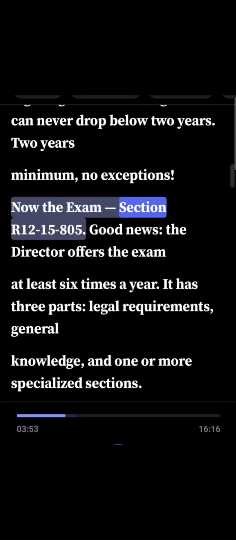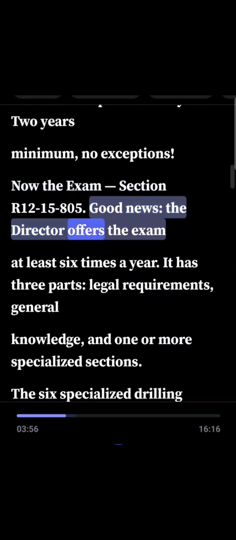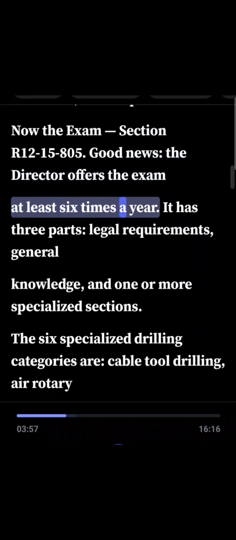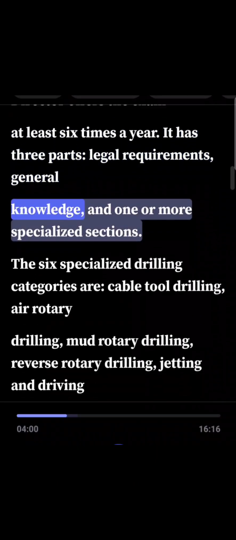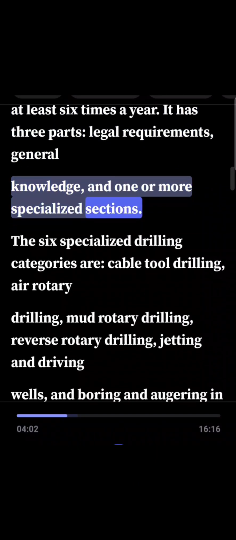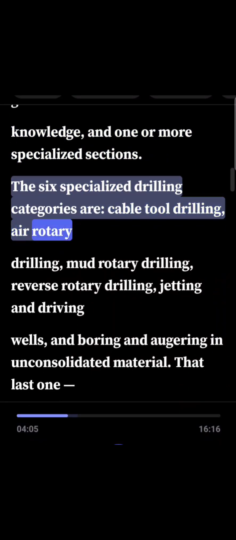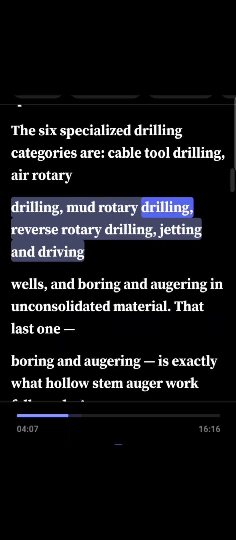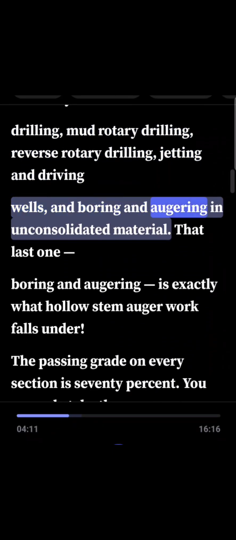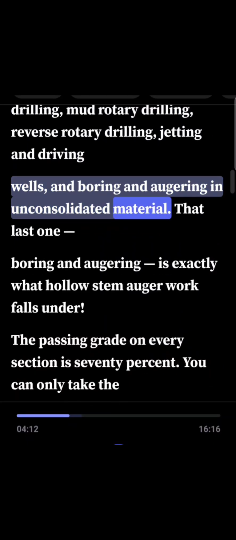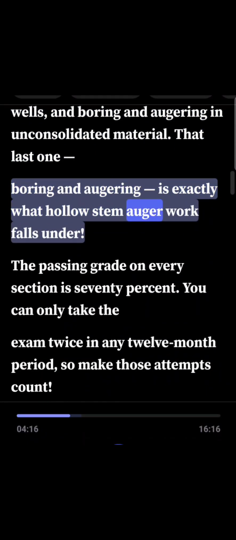Now the exam, Section R12-15-805. Good news, the director offers the exam at least 6 times a year. It has 3 parts: legal requirements, general knowledge, and 1 or more specialized sections. The 6 specialized drilling categories are cable tool drilling, air rotary drilling, mud rotary drilling, reverse rotary drilling, jetting and driving wells, and boring and augering in unconsolidated material. That last one, boring and augering, is exactly what hollow stem auger work falls under.